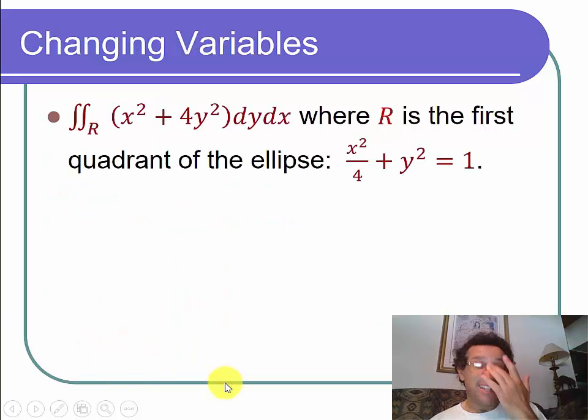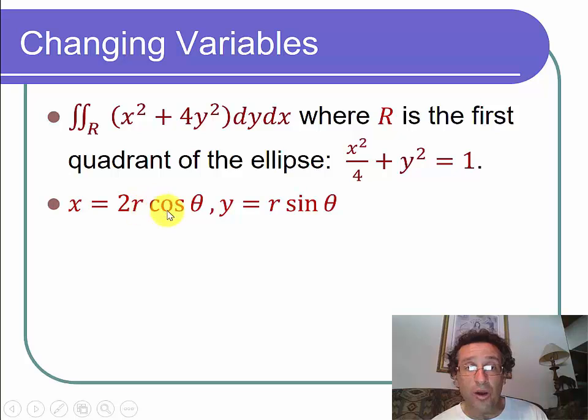So let's take a look at an example. The question is, find the double integral over the region R of x squared plus 4y squared dy dx, where R is the first quadrant of the ellipse x squared over 4 plus y squared equals 1. So let's start out by thinking about what coordinates we might want to use. If we let x equal 2r cosine theta and y equals r sine theta, that looks like elliptical coordinates for parametric equations.